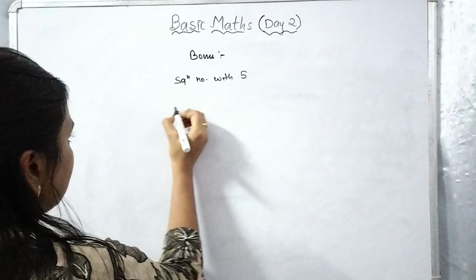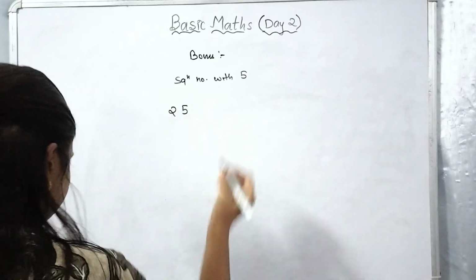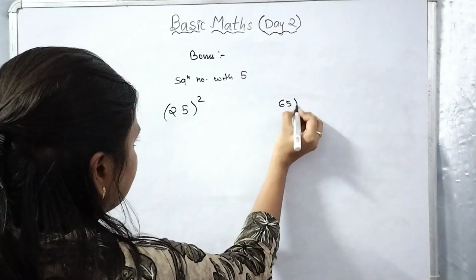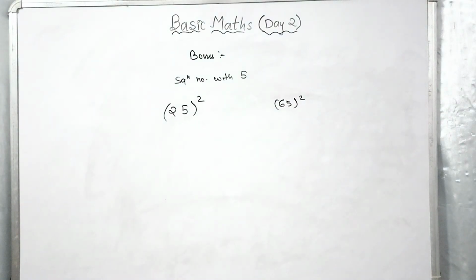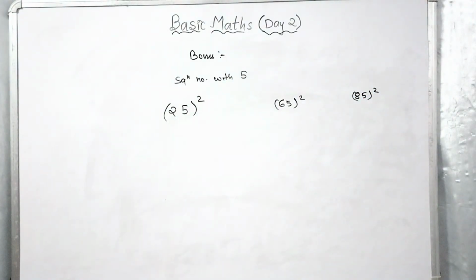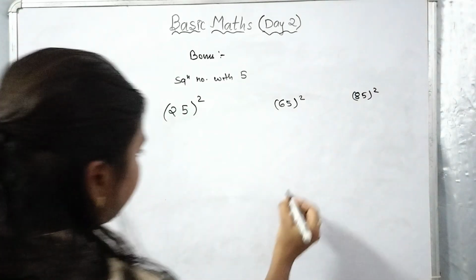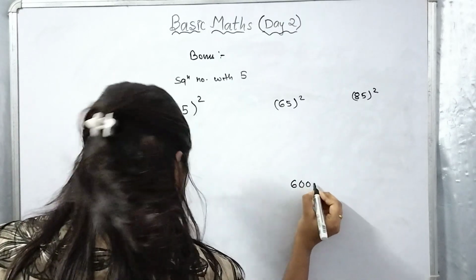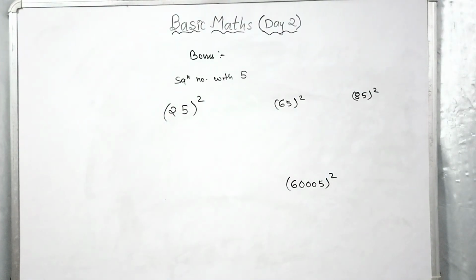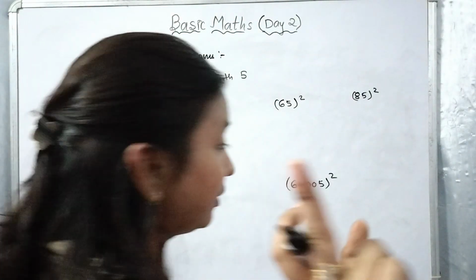See, if you have to square 25, fine. If you have to square 65, fine. If you have to square 85, fine. Or if you have to square 6005, then how can we do it? Fine. So this was our bonus which I promised you that I will teach you at the end of the class.